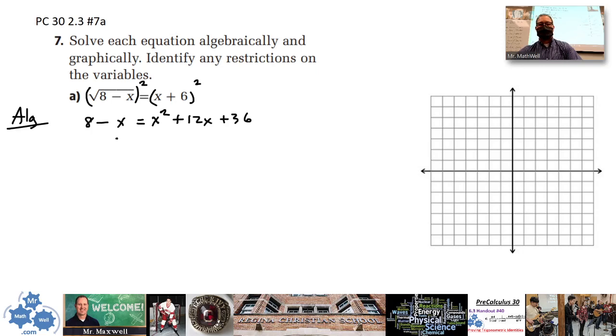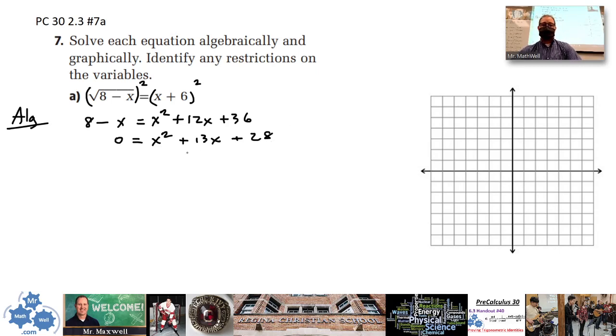Let's get everything over to the one side here. I'm going to keep that x squared positive. I like that first term positive a lot. So I'm going to add x to both sides. It's going to make this 13x. And I'm going to subtract 8 from both sides. So that's going to be, what, 28, I guess? Something like that.